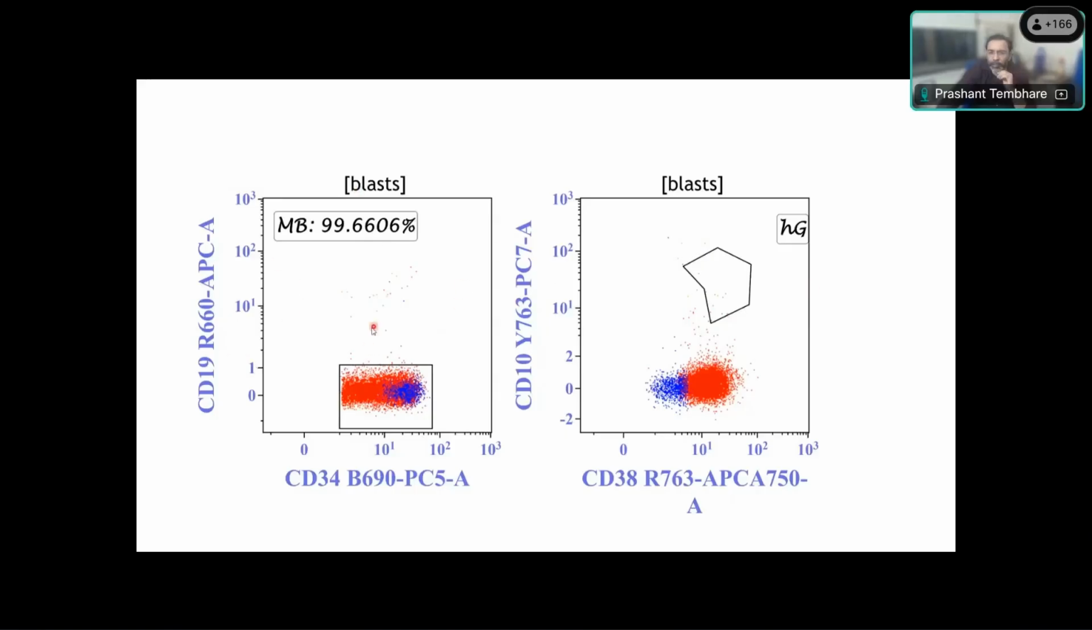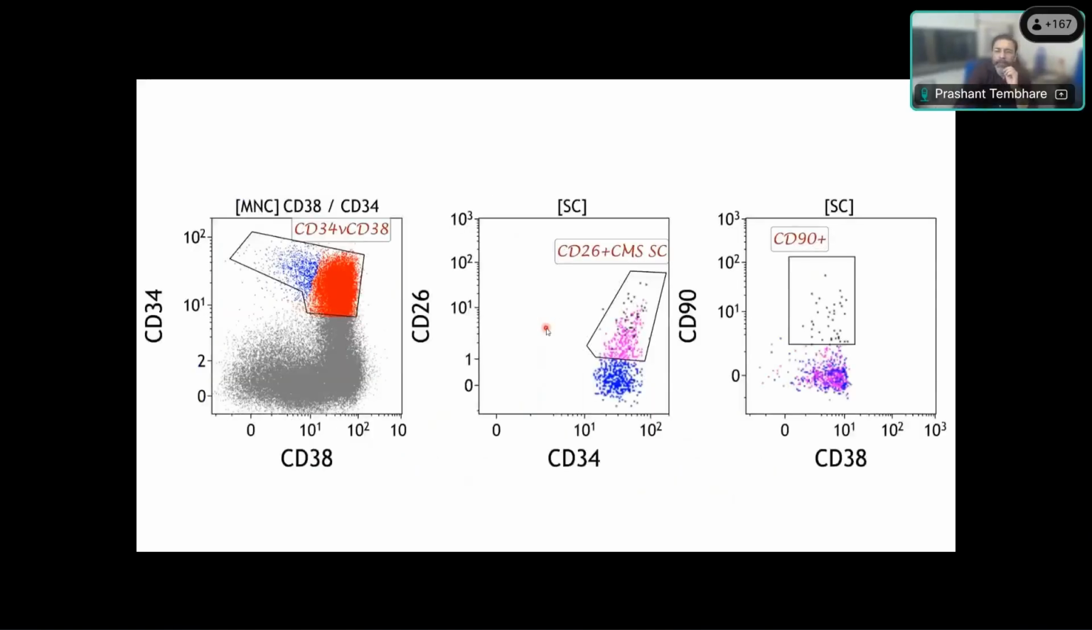So here you can see in both dot plots there are no CD19 positive B cell precursors, almost absent. So that absence of B cell precursors is also considered an abnormality. Then for CML, we know that there are specific stem cells defined by CD26 and CD19 expression. These are called the leukemic stem cells of CML, which are CD26 and CD90 co-expressing and CD38 dim positive cells. So CD38 dim, CD34 bright, CD26 and CD90 positive black dots are basically the stem cells of CML.